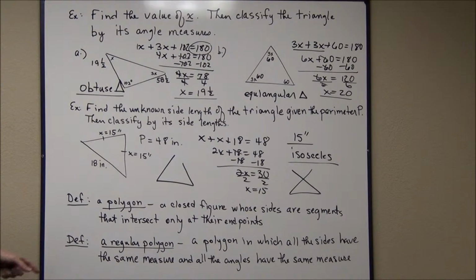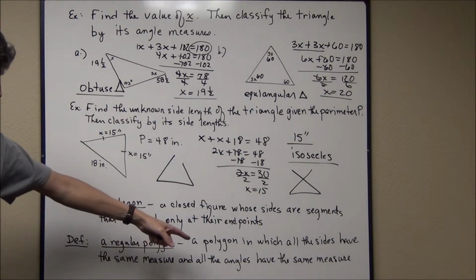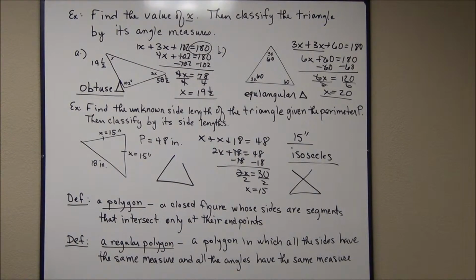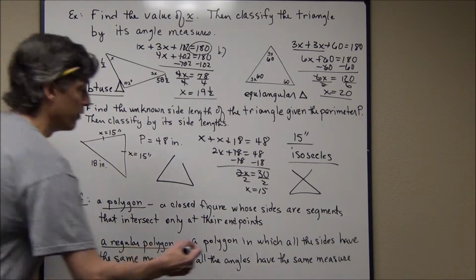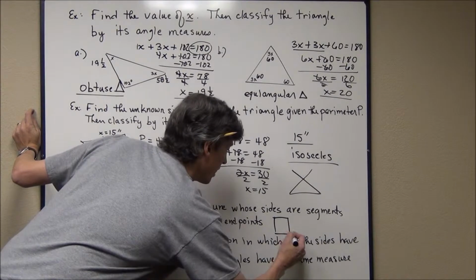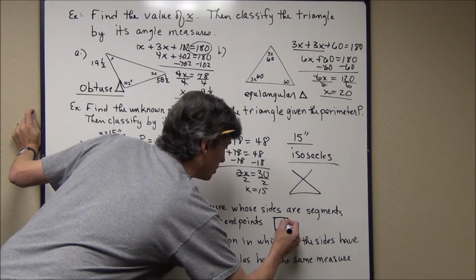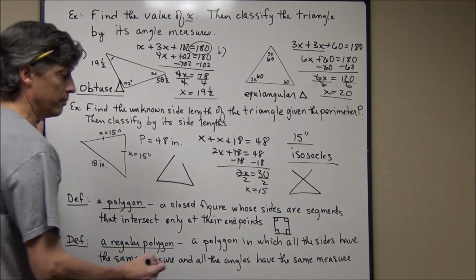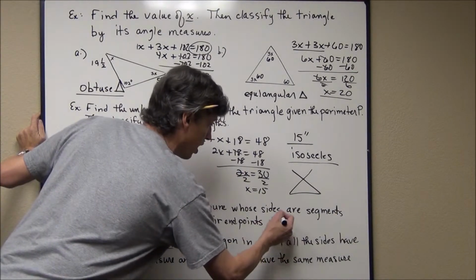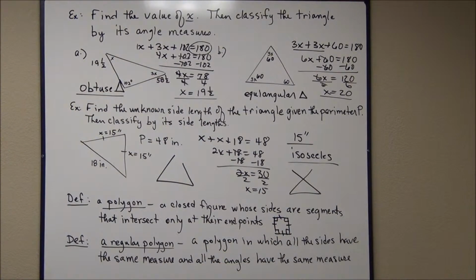It's a polygon in which all the sides have the same measure and all the angles have the same measure. My example that I always tell students is to think of a square. If you have a square, not only are all the angles right angles, so all the angles are of the same size, but all the sides are of the same length. That's an example of a regular polygon, a square.